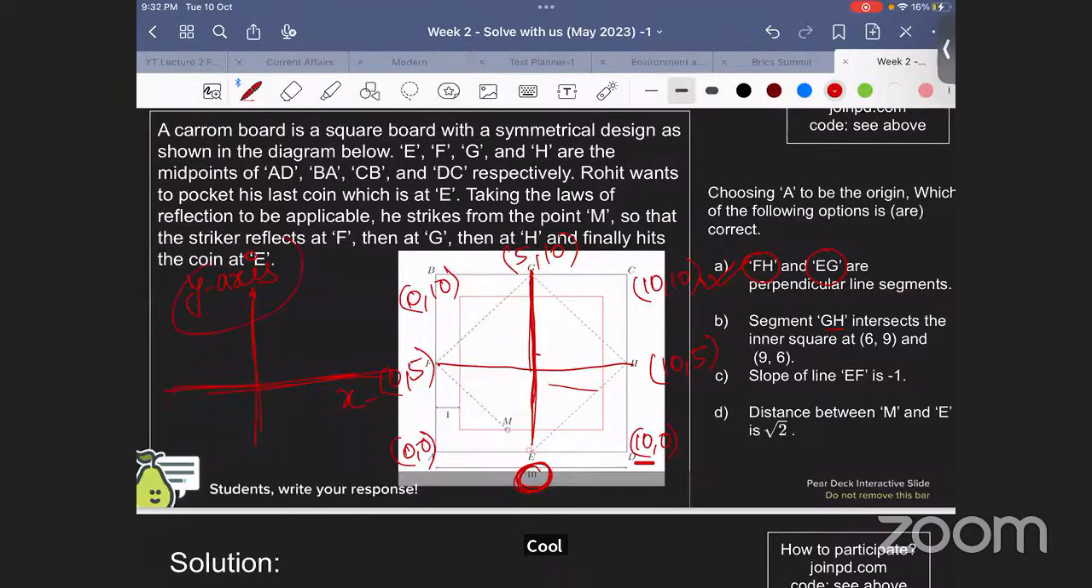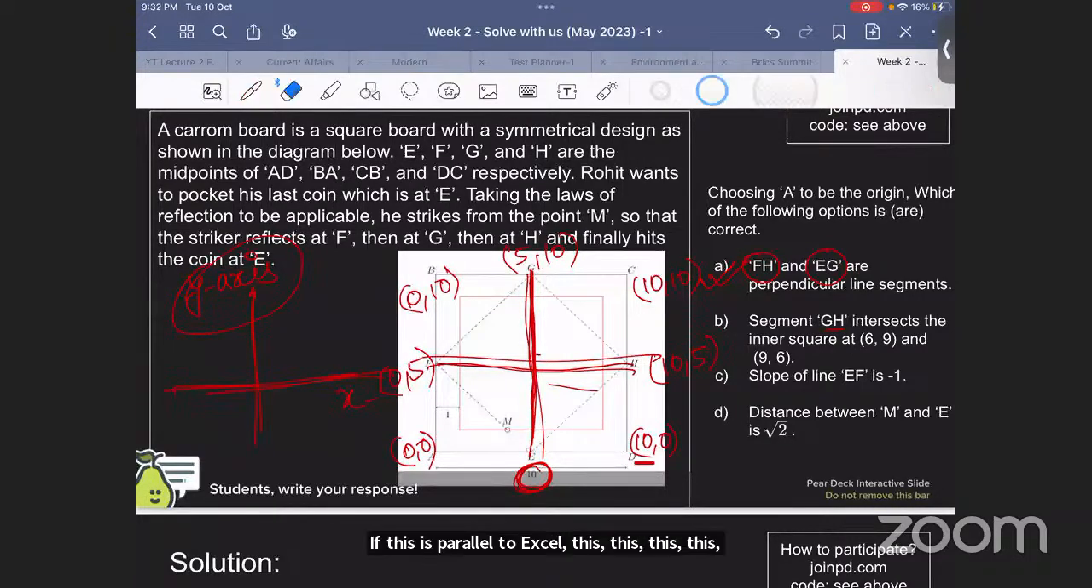Yes, sir. If this is not defined, how can you get the slope? So it's like perpendicular, you can just think in that way, right? If this is parallel to the x-axis, this is parallel to the y-axis, this is parallel to the x-axis. It's like perpendicular, okay? Do not think much, okay?